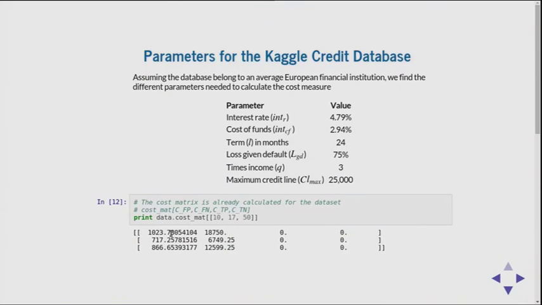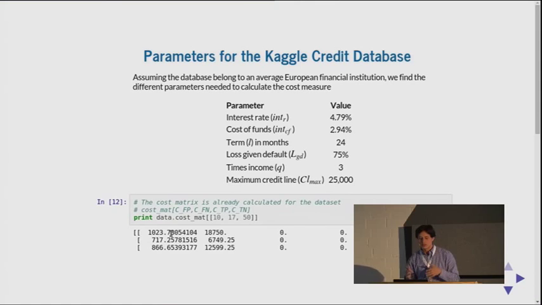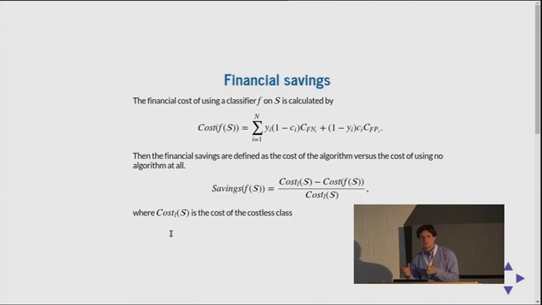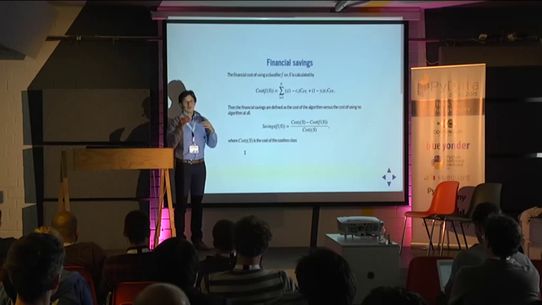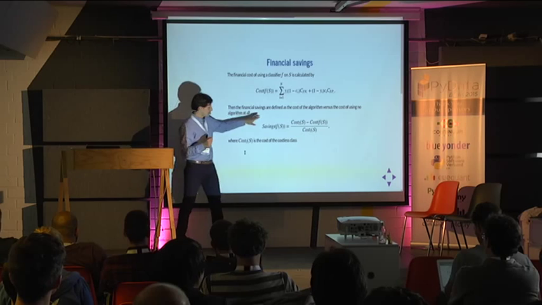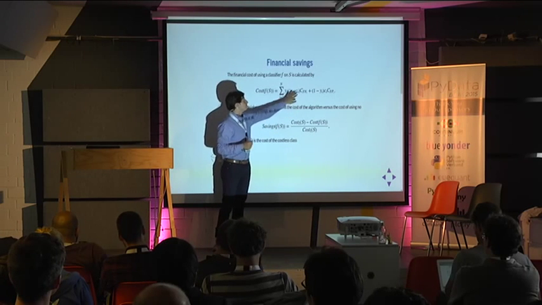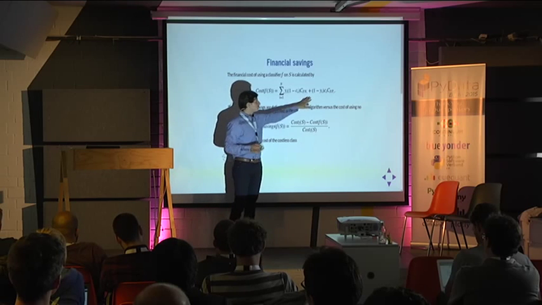On the dataset that I already have, this information is already calculated. Nevertheless, you can also use a library if you want to change any of these parameters. So now I have the cost matrix, which gives me my expected loss when I make a misclassification for each customer. But I would like to know the overall results of a model. So what I did is that first I calculate the cost of the model, which is nothing other than the sum of the individual cost matrices for each customer, in the sense that every time I make a false negative, I sum that number. Every time I make a false positive, I sum that number.